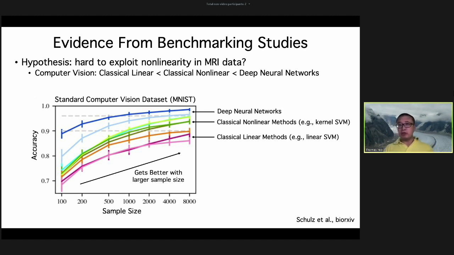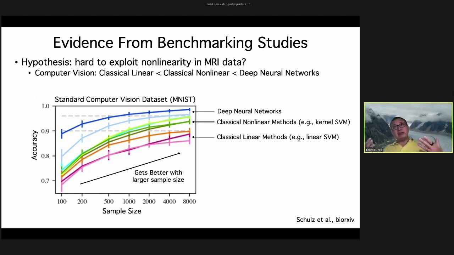Finally, the blue lines correspond to deep neural networks, such as convolutional neural networks. We see that the blue lines are above the green lines, so deep neural networks outperform classical nonlinear methods in this data set. Overall, we see that in this standard computer vision data set, there is a clear gain in accuracies as we go from classical linear to classical nonlinear to deep neural networks.